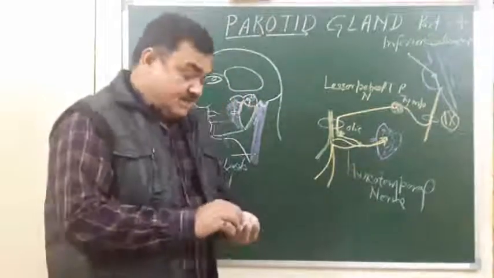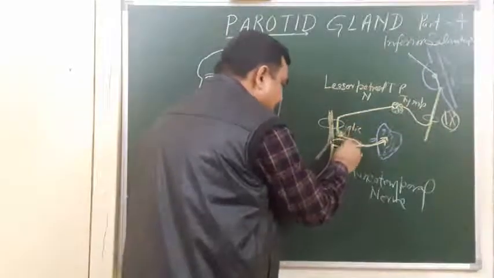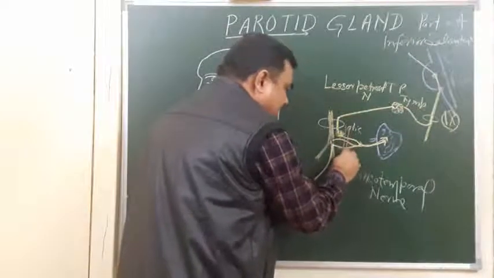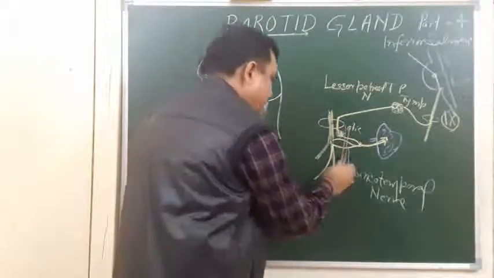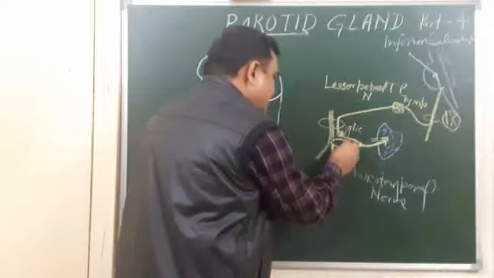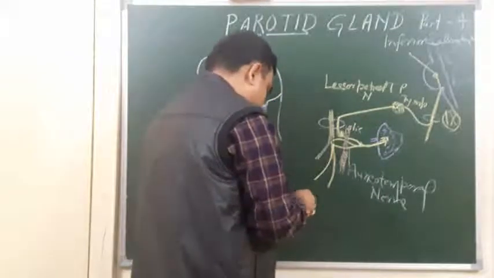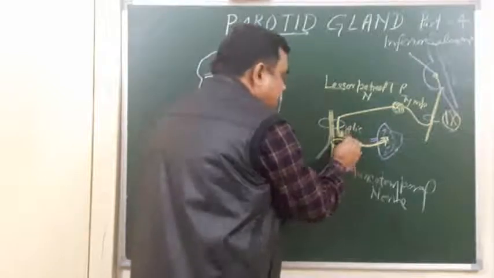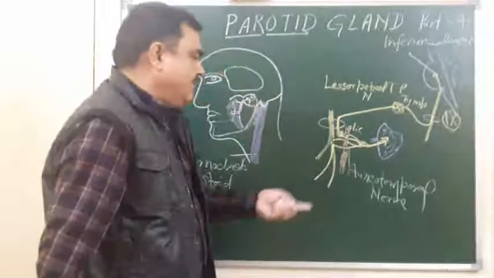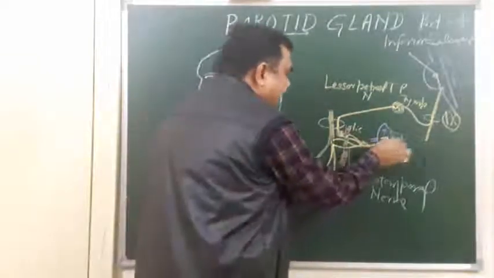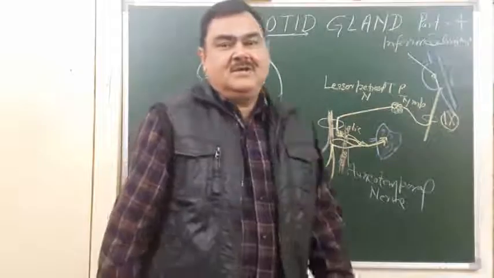And then there are the sympathetic fibers. Here is the middle meningeal artery, and here is the sympathetic plexus around this middle meningeal artery. It passes into the auriculotemporal nerve and gives supply to the gland. So this is the nerve supply of the parotid gland.